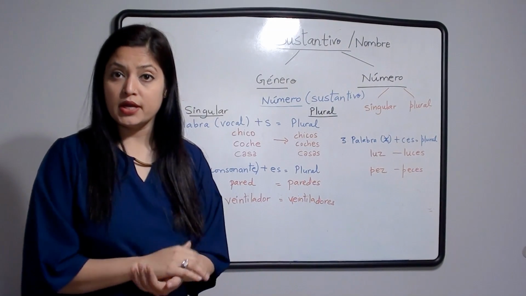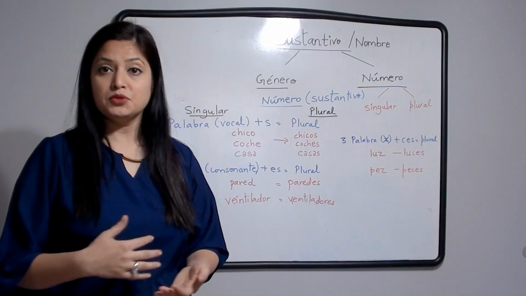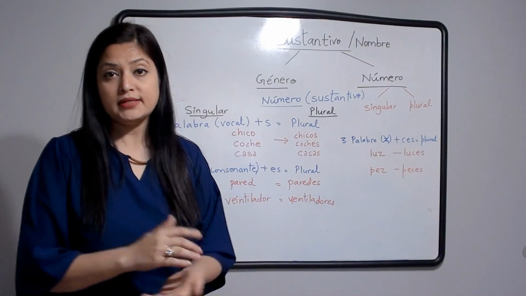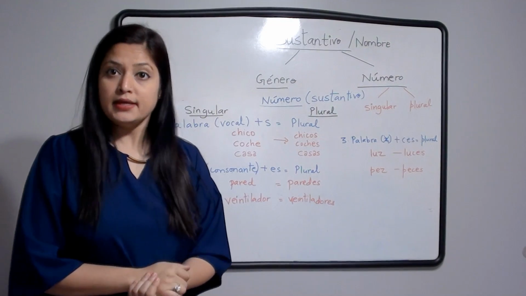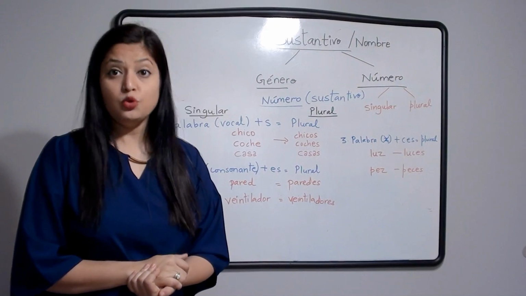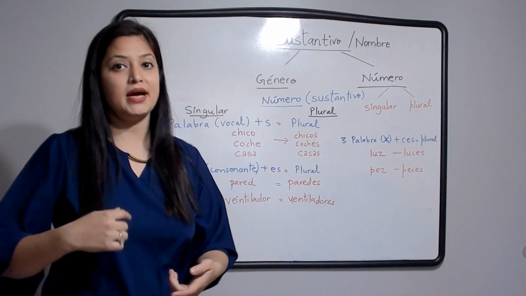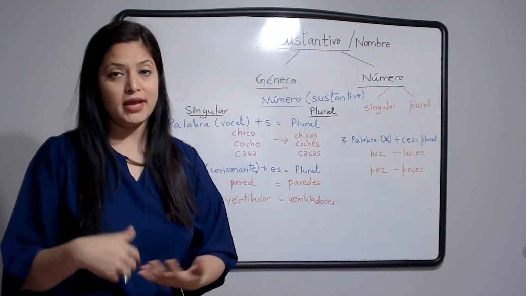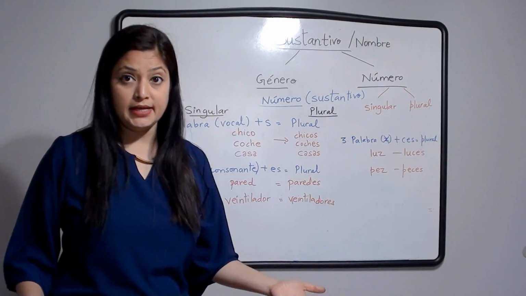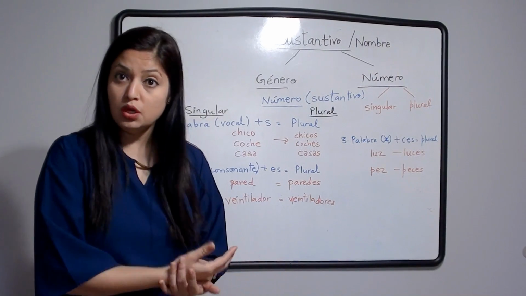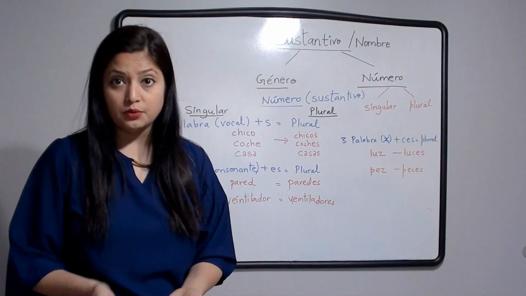You must be wondering, why do I need to learn about sustantivo? Why can't I make sentences? You can make sentences without a noun or sustantivo, but the sentences will only have small verbs like I eat, I play, I go, I come. If you want to make complete sentences like I go to a school, so you need to learn about noun.